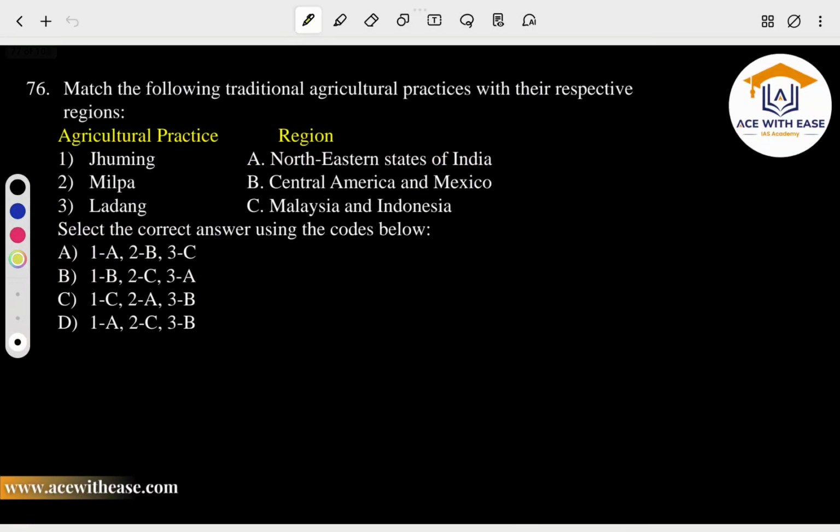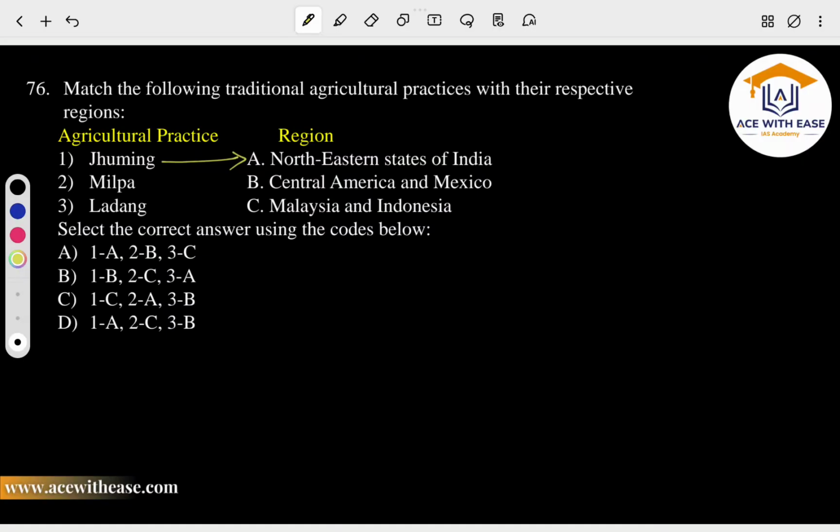76th, match the following. So shifting cultivation, jhumming, that has been caused. Before that, I'll just tell about shifting cultivation. They have different names whenever we have slash and burn or primitive agricultural practices, which started with shifting cultivation. Now this shifting cultivation is called by different names in different countries. For example, jhum is what we call it in the northeastern states of India, in Assam, Nagaland, Mizoram, where we have jhum cultivation.